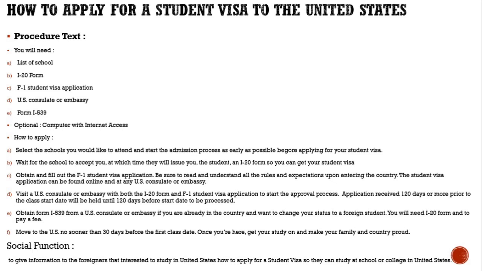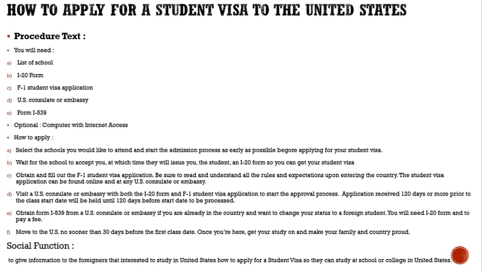And you may be wondering how to apply. I'm going to tell you. 1. Select the school you would like to attend and start the admission process as early as possible before applying for your student visa. 2. Wait for the school to accept you, at which time they will issue you, the student, an I-20 form so you can get your student visa.